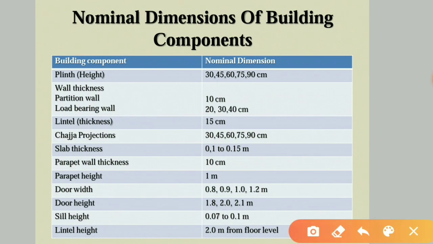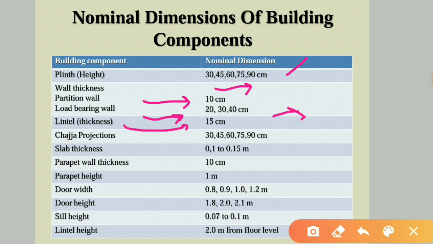Coming to the nominal dimensions, what are the dimensions of the building components? What is the plinth height? It varies with the type of building. It may be from 30 centimeters to 90 centimeters. A 90 centimeter height is also adopted, and 30 centimeters is also adopted, based on the road height. Next, wall thickness. Partition walls are generally 10 centimeters thick, whereas load bearing walls, which are heavy walls, may be around 20, 30 and 40 centimeters.